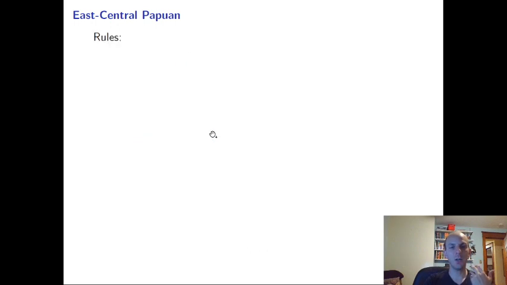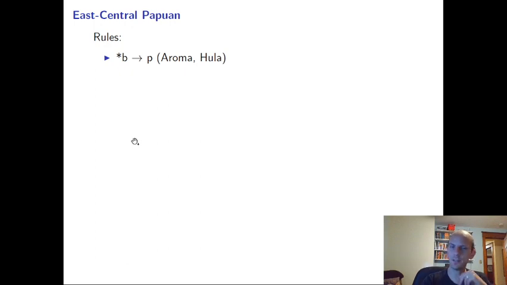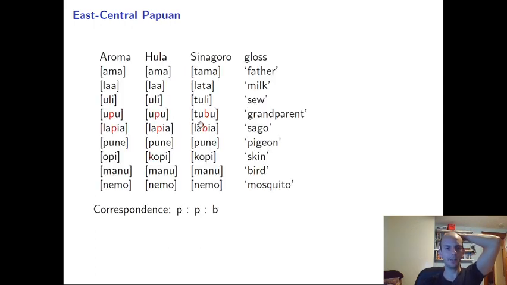Cool. Now, we can make rules on how to get from the proto-language that we just recreated to these daughter languages. And this is going to look a lot like a phonology problem from earlier in the semester. So for example, we need these rules to derive the modern forms from the recreated proto-forms that we just made. So we're going to have to say that B goes to P, the proto-phoneme P goes to P in Aroma and Hula, right? That's for this set.